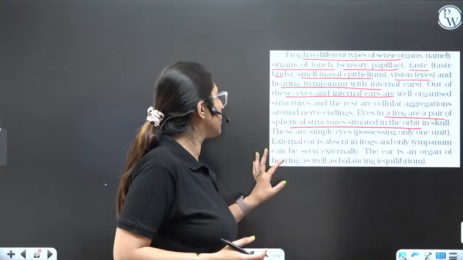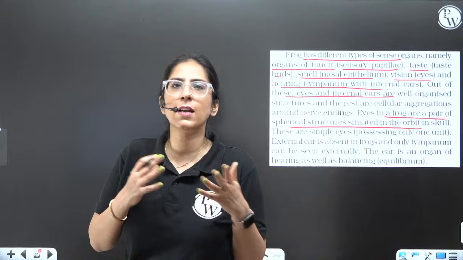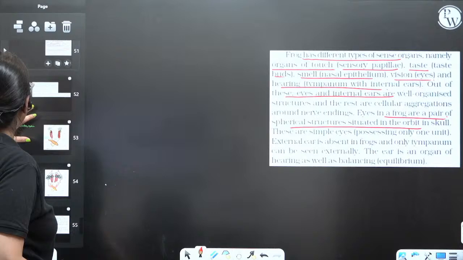Ear is an organ of hearing as well as balancing. In our case also, the ear helps in balancing. You all know otolith, statolith. So they help in balancing. Now let's talk about the male structure.